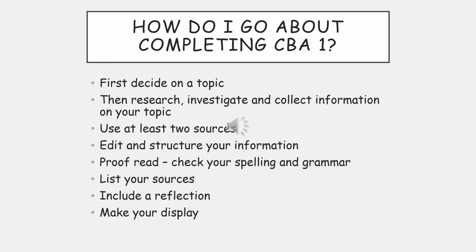You'll proofread it, check your spelling and grammar, list your sources, and a reflection will be included at the end of the CBA, where you reflect on how you went about the CBA, what you liked, what you didn't like, how it made you feel, and how you would maybe do something differently. That reflection will be important, so you know how to go about doing the CBA the next time and what you might change.